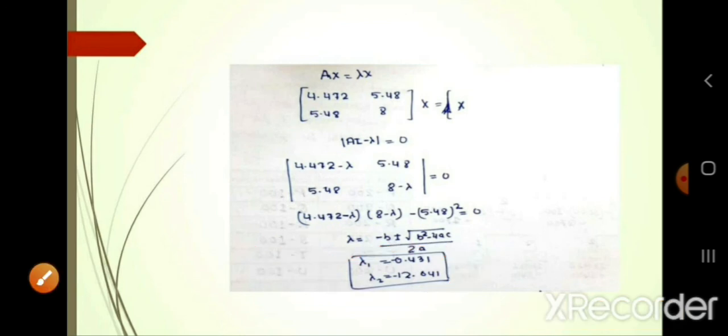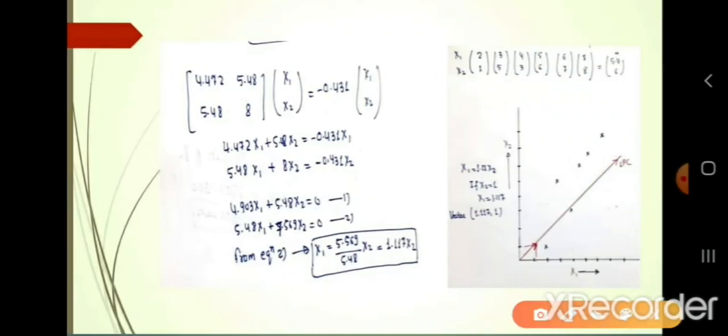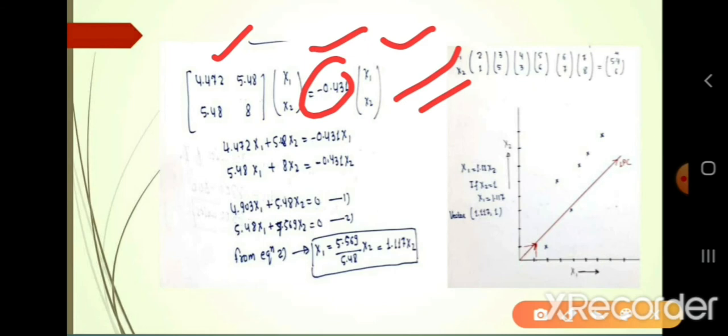We'll get two values of lambda, lambda 1 and lambda 2. These are the two eigenvalues, and based on these eigenvalues we will get the eigenvectors. We will first use the maximum value, that is 0.431. We'll calculate the eigenvector based on the first eigenvalue, using Ax equals lambda x.